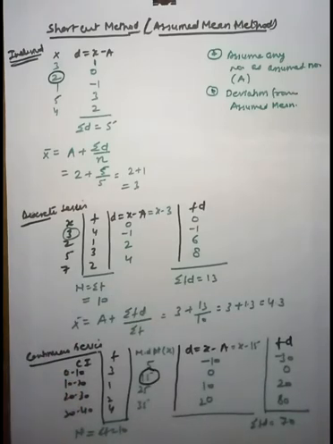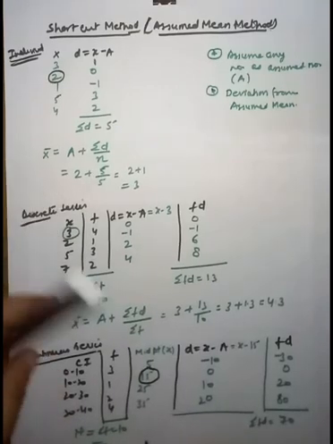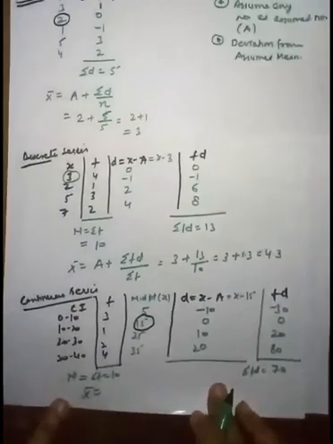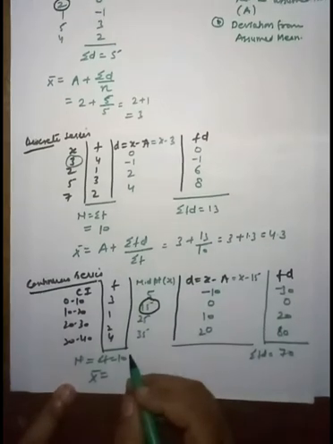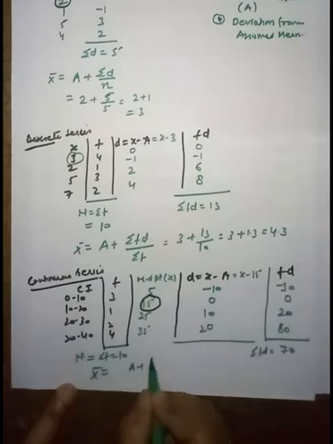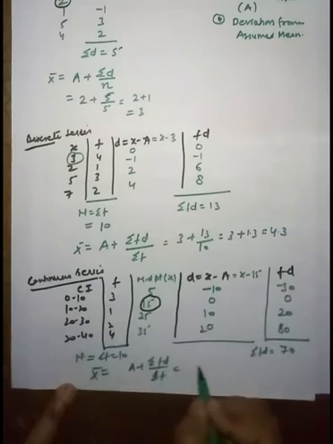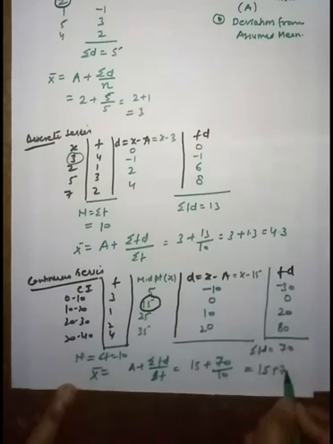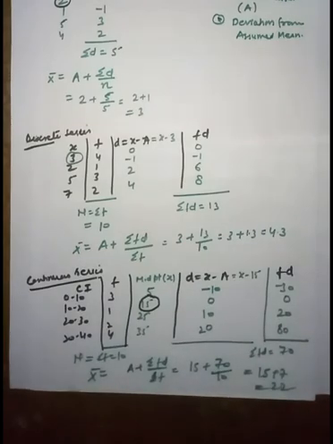Now the formula for the continuous series is the same as for the discrete series: x bar equals A plus summation of FD upon summation of F. So here 15 plus 70 upon 10, which means 15 plus 7, it comes to 22. So friends, this is the shortcut method for finding the arithmetic mean for all three series: individual, discrete and continuous series.